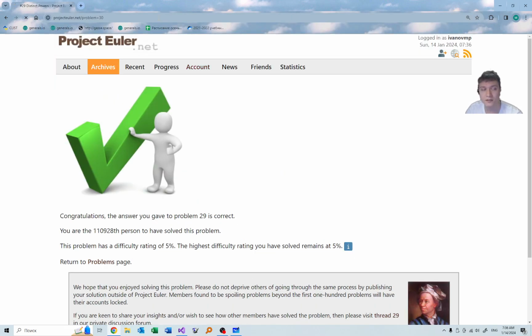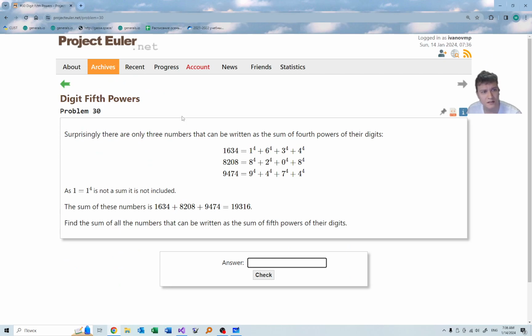Okay, problem 30. Surprisingly, there are only 3 numbers which can be written as the sum of the 4th powers of their digits. I would include 1. It is a sum. We find the sum of all the numbers that can be written as the sum of the 5th powers of their digits.